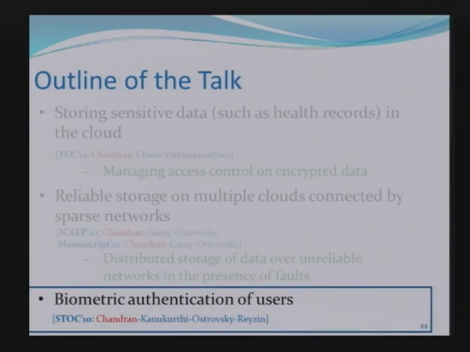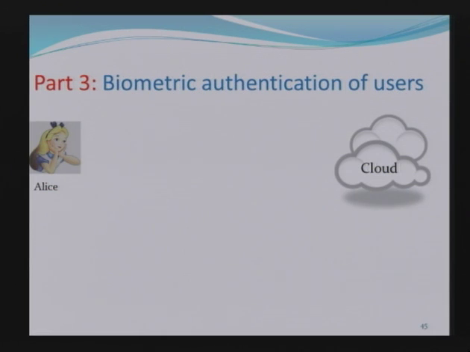So I'm going to wrap up by stating some results in the area of biometric authentication of users. The setting is as follows. Again, this is applicable in many situations, but I'm just using the cloud as an example. Say Alice goes to the cloud to perform some cryptographic task. The cloud is going to tell Alice, please authenticate yourself to me. I need to know that it is indeed you.